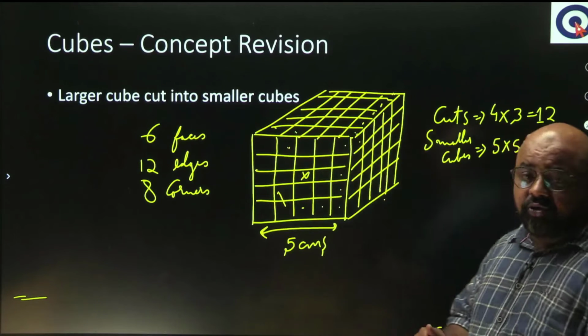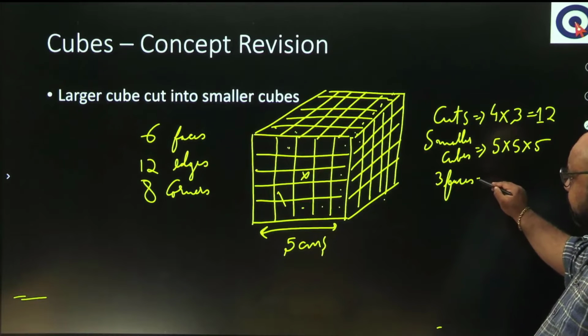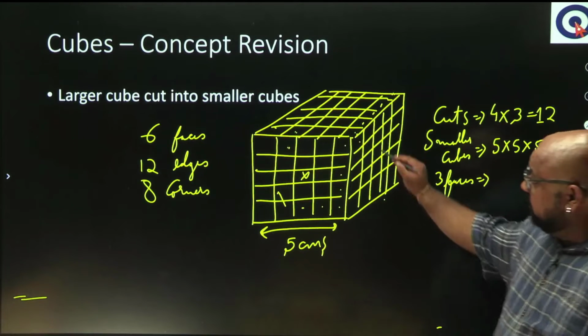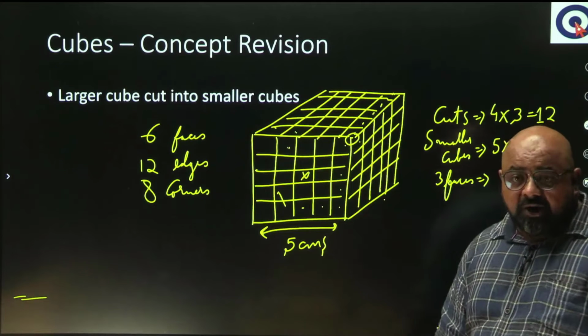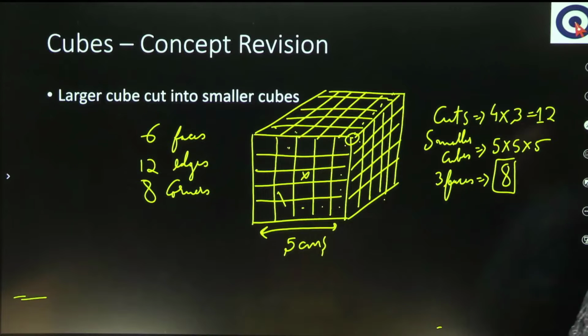Now a smaller cube which has 3 faces colored, that is the maximum possible, will be on the corners. Because there are 8 corners, therefore the answer simply becomes 8.